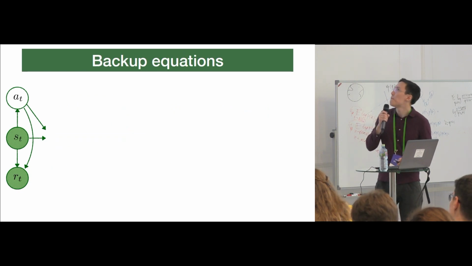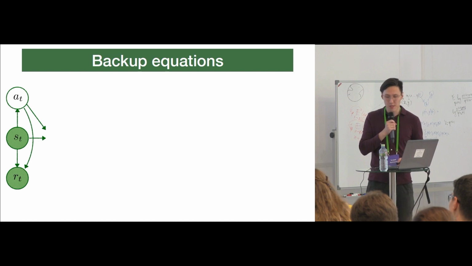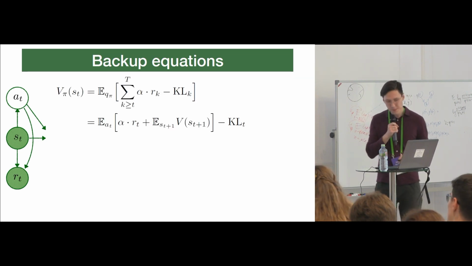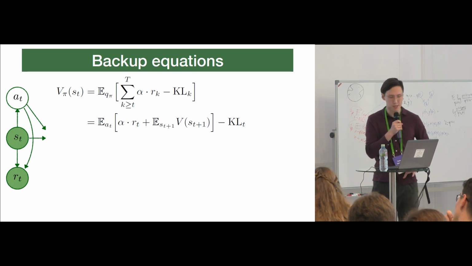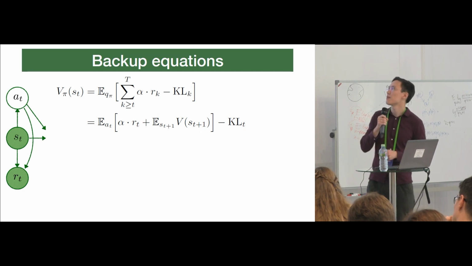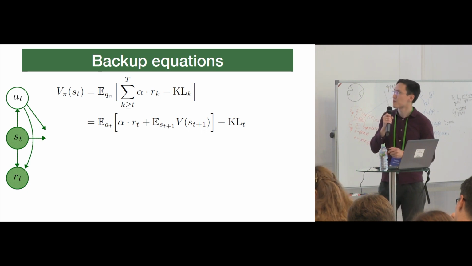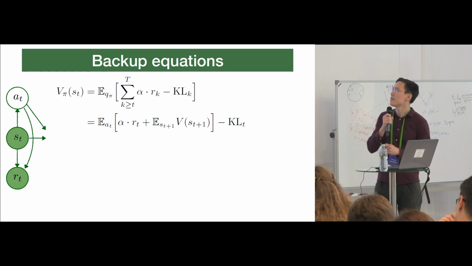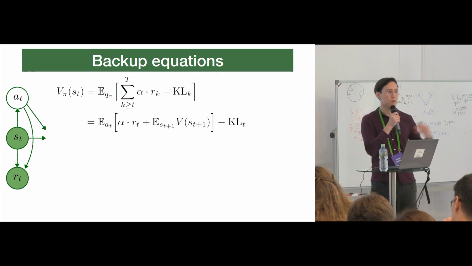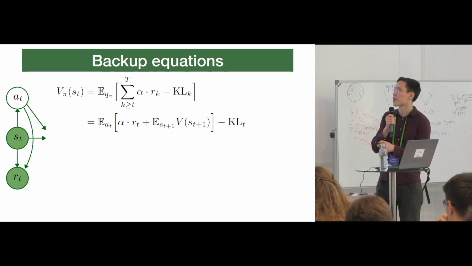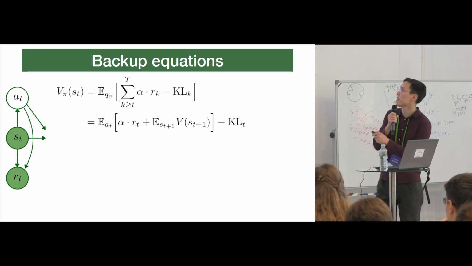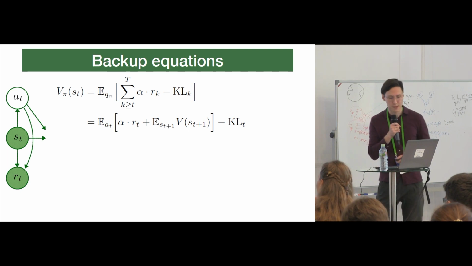So now we can try to compute these value functions using value functions at the future time steps. These are known as backup equations or backup operators. For example, the value of state st can be expressed as the expectation of the instantaneous reward and the value in the future, the value of the expected future state we might transit to after taking action at. And again, the KL term that we receive at the time step t.